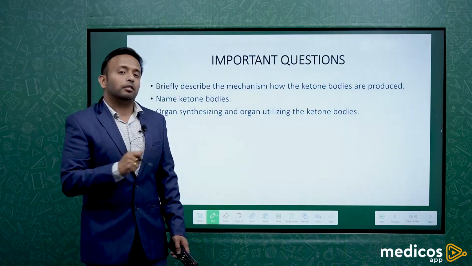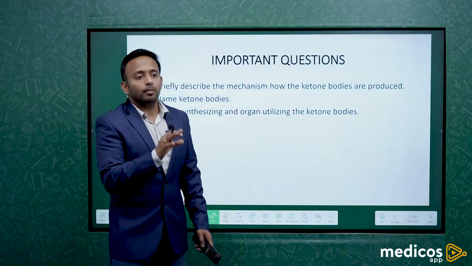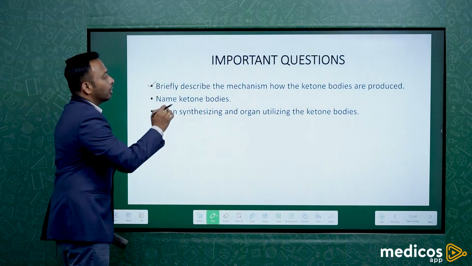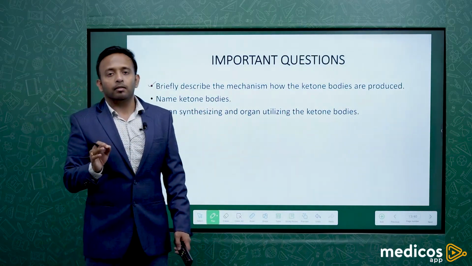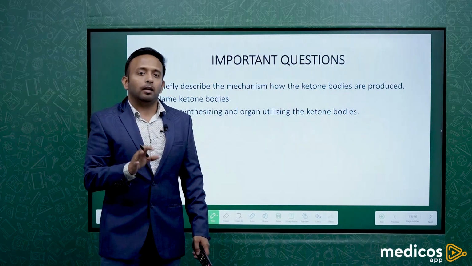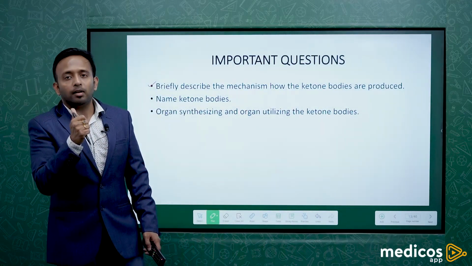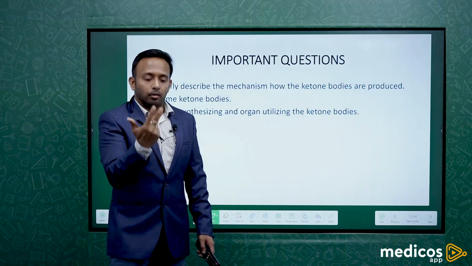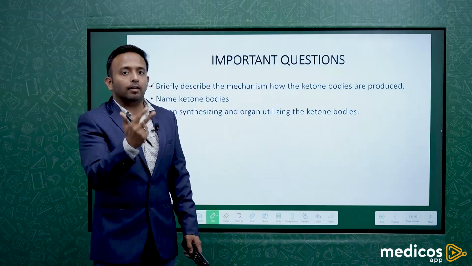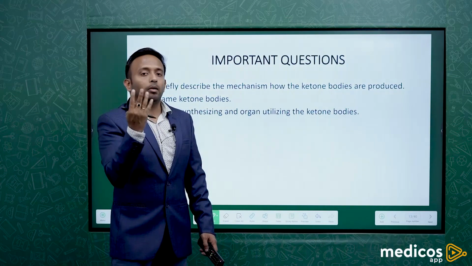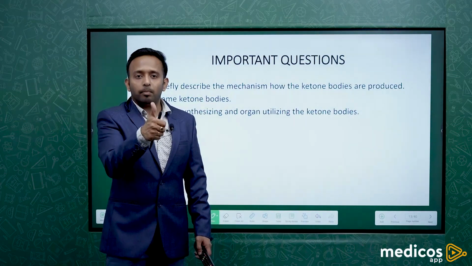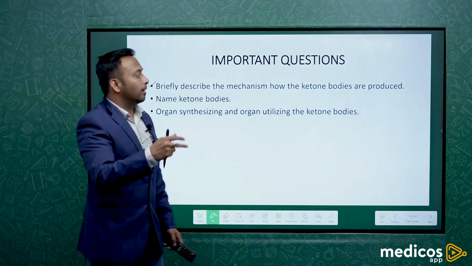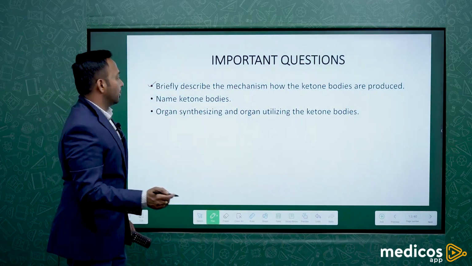And lastly, what is the take home? What are the important questions you might expect in the exam, so that you will be able to answer them? One, briefly describe the mechanism how ketone bodies are generated. So, they are asking you ketogenesis. You should write what is the reason, what is the mechanism, where it occurs, what is the site, liver, and within the liver where is the site, mitochondria, then what is the substrate required, what is the end product synthesized, then the steps you have to put in a flow, and then write some points on ketosis.